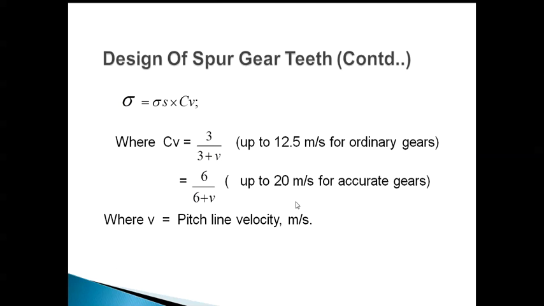So here sigma is the allowable stress. Allowable stress is the permissible working stress. Permissible working stress equals allowable static stress into velocity factor. This velocity factor depends upon the gear type. So up to 12.5 meter per second for ordinary gears, it is 3 by 3 plus V. For accurate gears up to 20 meter per second, it is 6 by 6 plus V. Depending upon the pitch line velocity and the type of gears, we decide the CV value, that is the velocity factor.